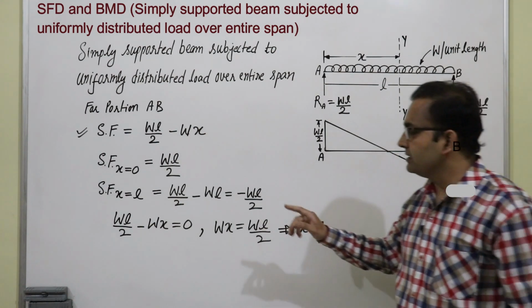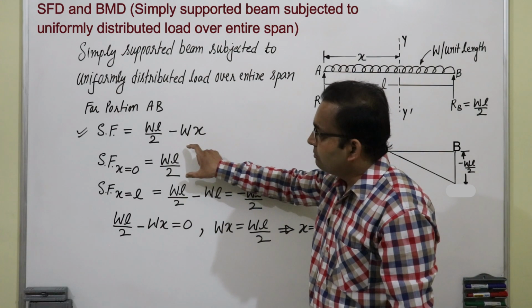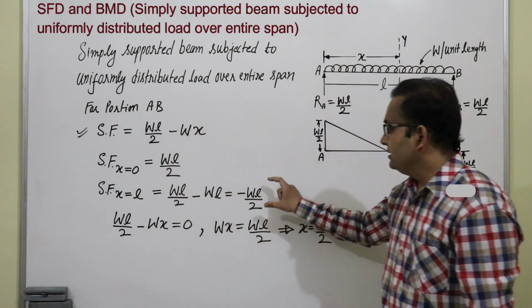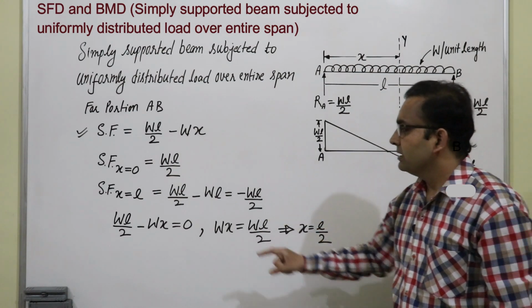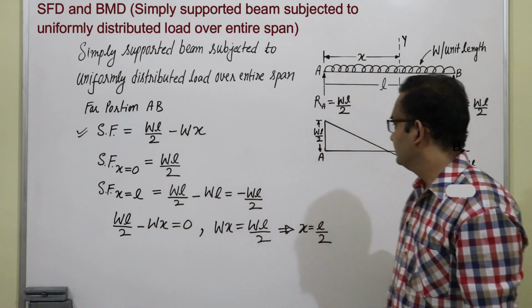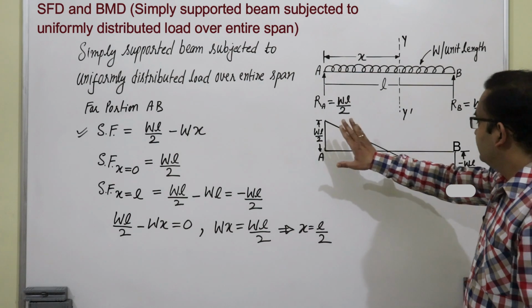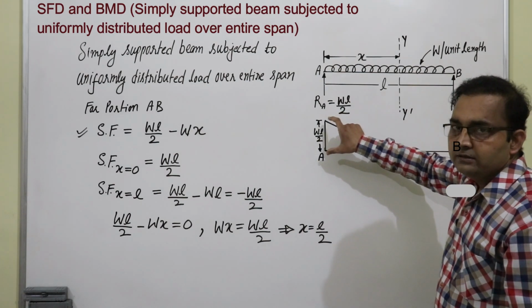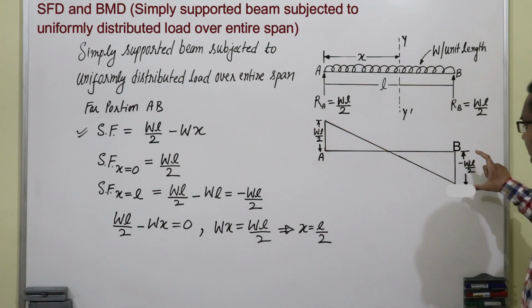So, shear force is changing sign. It is W L by 2, which is positive, at x equal to 0, and it is minus W L by 2 at x equal to L. So, we can see here in the shear force diagram, it is W L by 2 at point A and it is minus W L by 2 at point B.